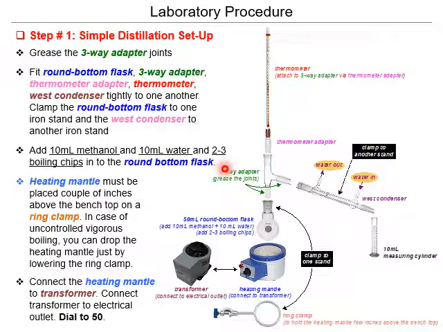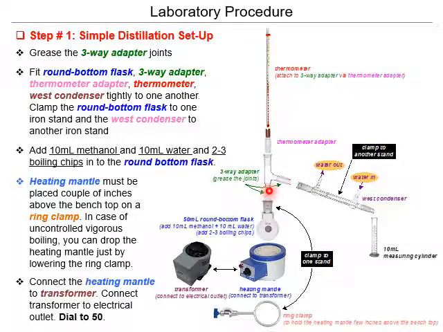Let me explain how you can set up a simple distillation. As I've mentioned, you need a heating mantle and a round bottom flask. You can clamp it using a ring clamp. Then you will have a three-way adapter. The bottom way of the three-way adapter will connect to the round bottom flask. The top way will connect to a thermometer adapter, which we use for connecting a thermometer to the simple distillation system. And the third way will connect to the condenser.